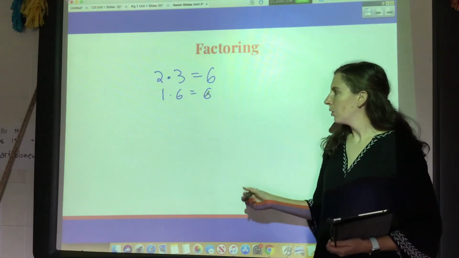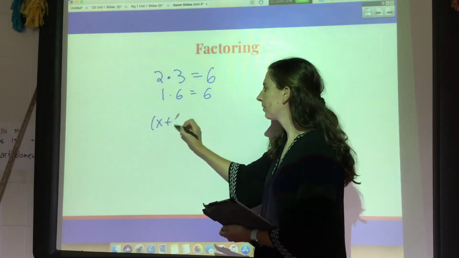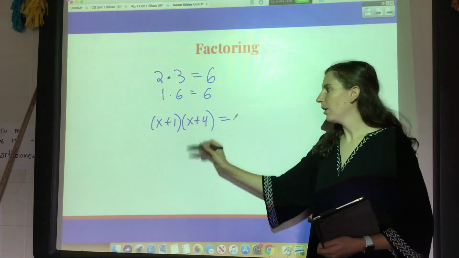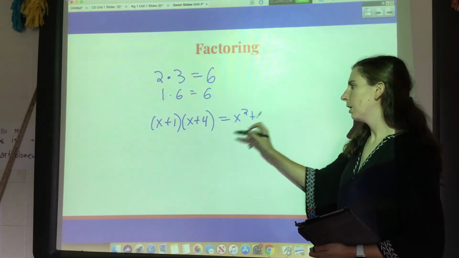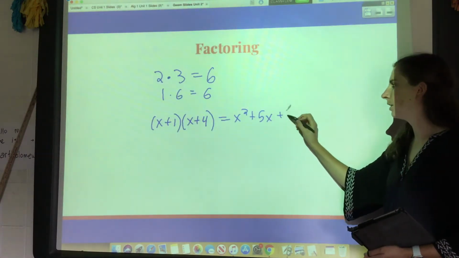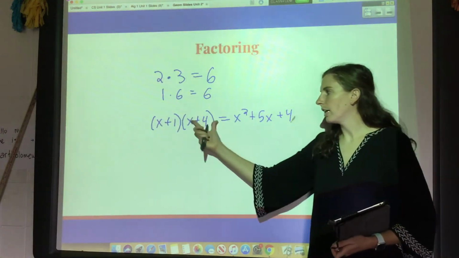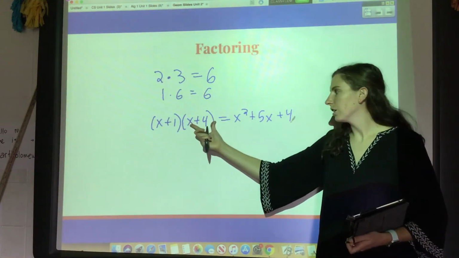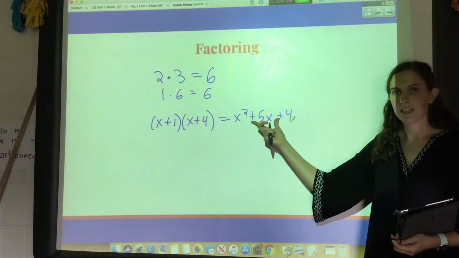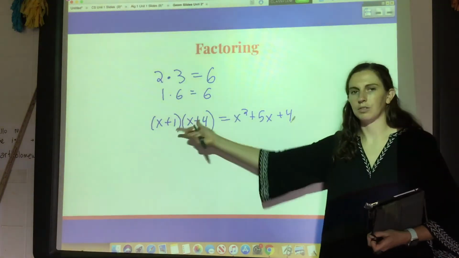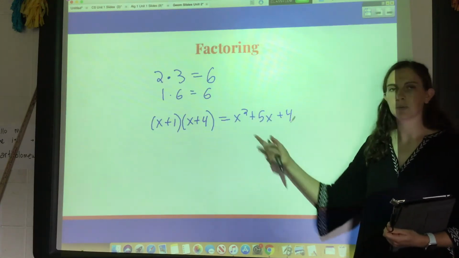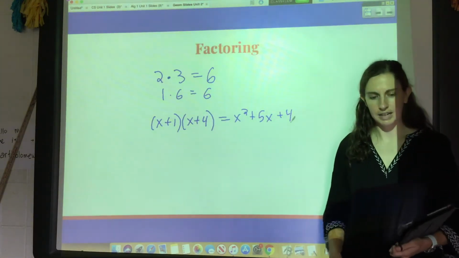In algebra, when we throw some variables in there, if I were to multiply this out, I would get x squared plus 1x plus 4x, which is 5x, plus 4. And so these two expressions are factors of this expression because I can multiply them together to get this. So it's almost like the reverse of multiplying. You have to figure out what two things can I multiply together to get this expression. We're going from here to here when we're factoring.